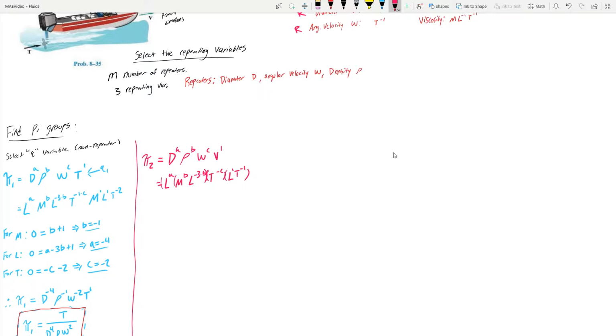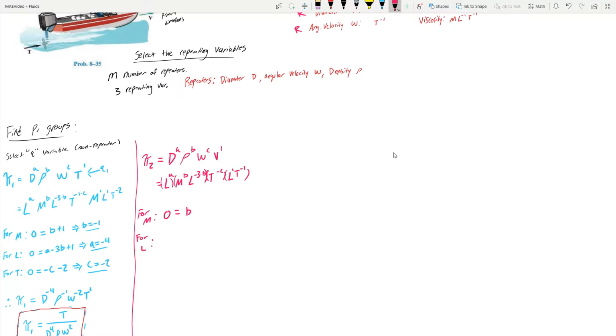That's density, and this is diameter. So again, we're just going to set a system of equations here. For m, 0 is going to equal, well, we have an m to the b, so b, and then we don't have any more m's. So that means b is equal to 0.